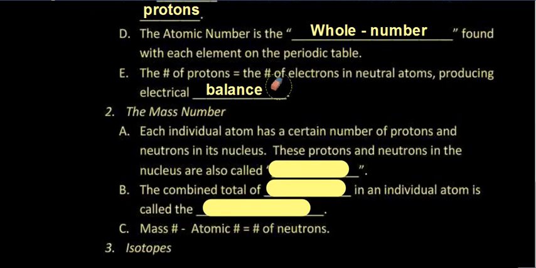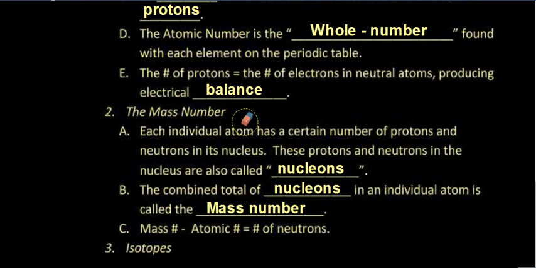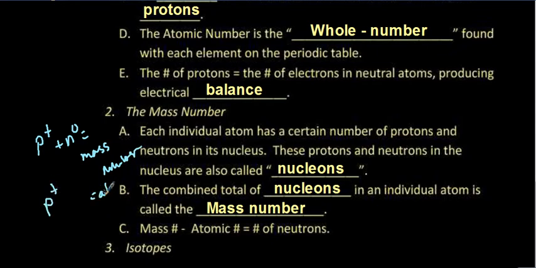However, the mass number is a little different. Each individual atom has a certain number of protons and neutrons in the nucleus. These protons and neutrons in the nucleus are called nucleons. The combined total of nucleons in an individual atom is called the mass number. So protons and neutrons added together give you the mass number, and then you have just the protons, which equal the atomic number. If you subtract the atomic number from the mass number, you will be left with the number of neutrons.